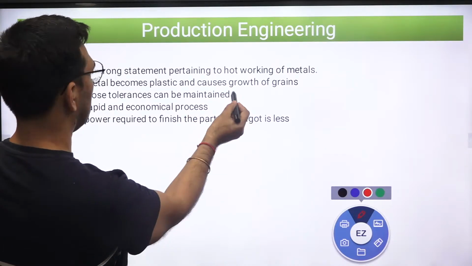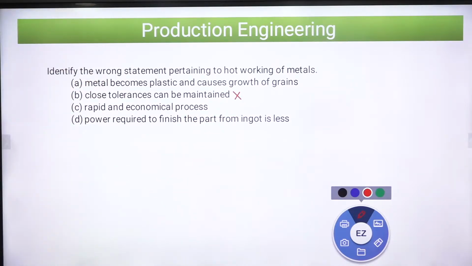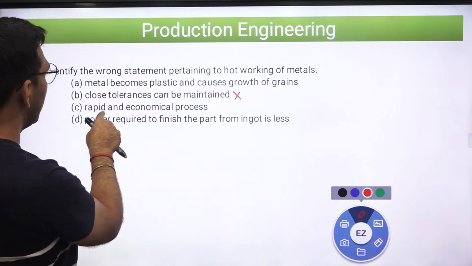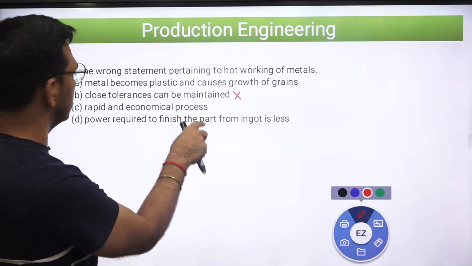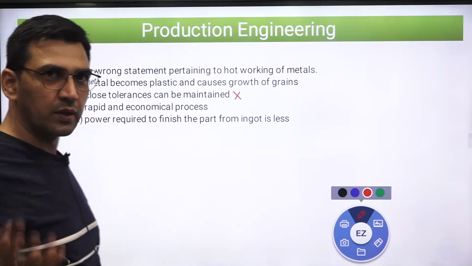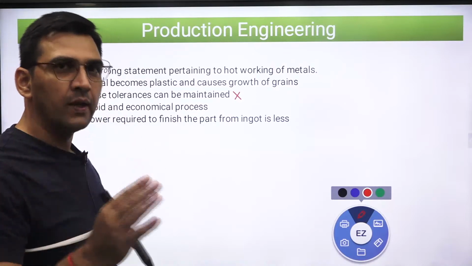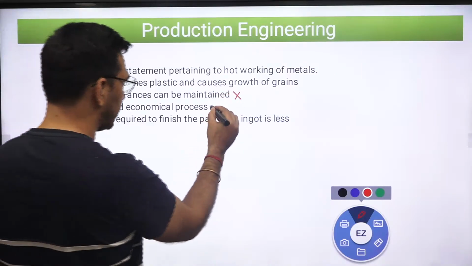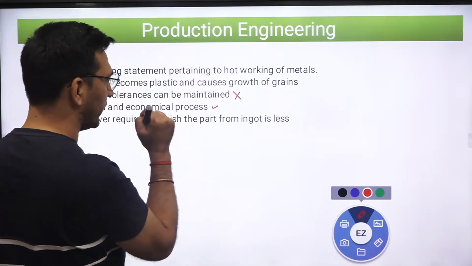Anyhow, I got it, this one. Anyway, it means this is going to be the answer. Rapid and economical process, obviously, because it is mass production, whether it is cold working or hot working, both are mass production processes, both are economical. So this is also correct with respect to hot working.